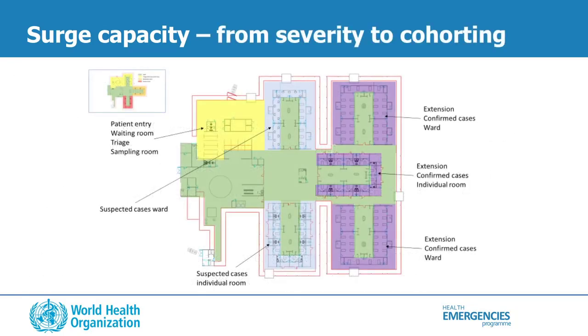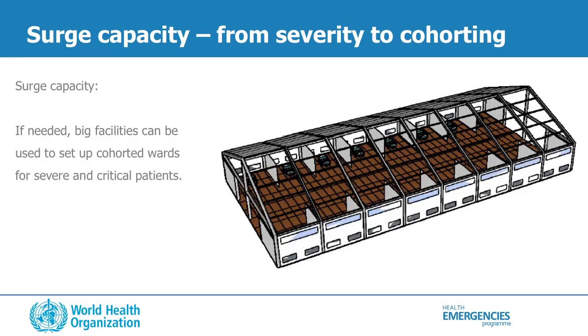A severe acute respiratory infection treatment center flexibility and extension plan should be an integral part of the surge capacity, moving from a severity categorization to a cohorting approach as well, enabled to quickly respond to changing transmission dynamics and increase the total bed capacity. If needed, big facilities can be used to set up cohorted wards for severe and critical patients. Existing buildings can be repurposed and prefabricated facilities adapted to meet the minimum requirements in order to use them as a SARI treatment center.